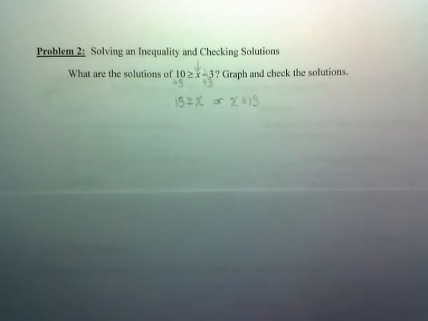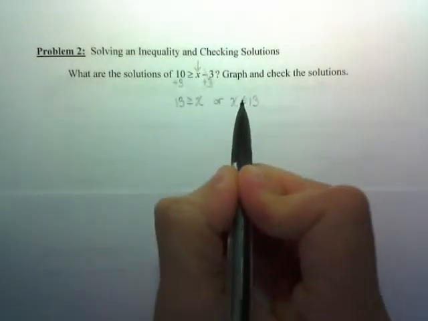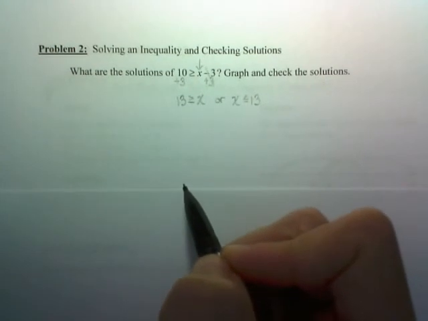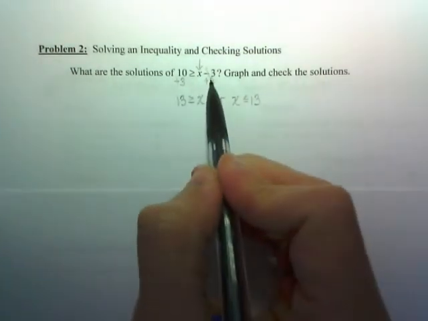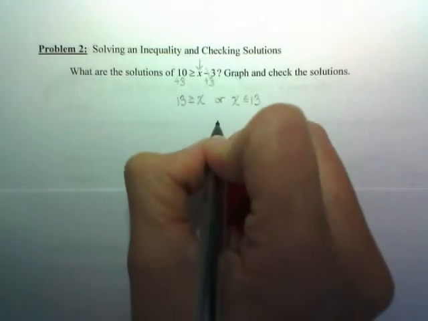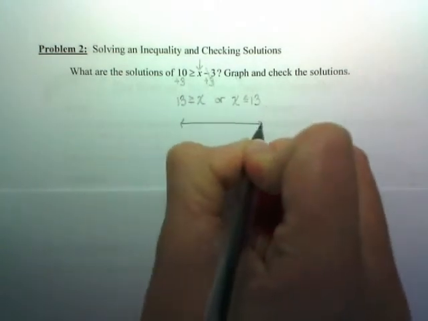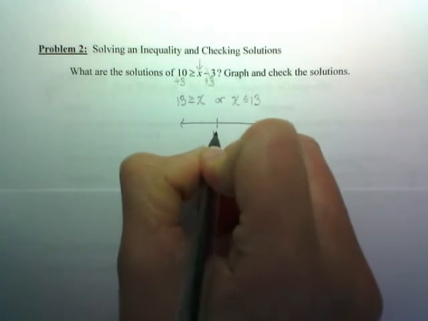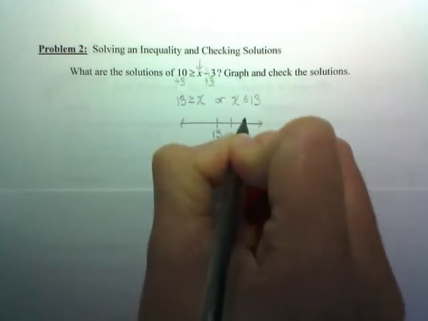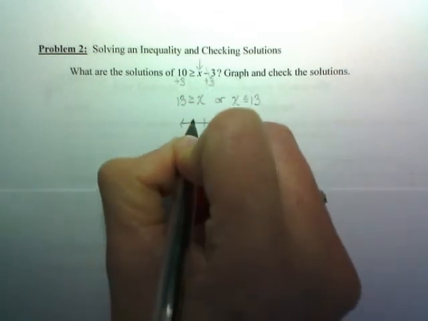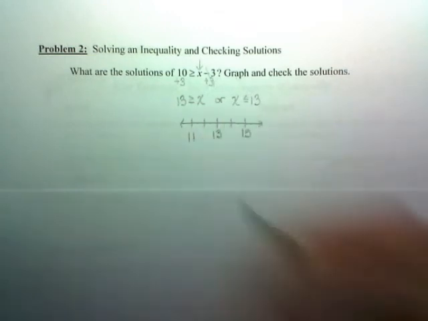Now, this way may be a lot easier for you to identify what direction your line needs to be shaded. So we've found the solutions. Now we need to graph it. So I'm going to set up my number line. 13 is my starting point. 14 and 15, I'm filling every other one here, 12 and 11.